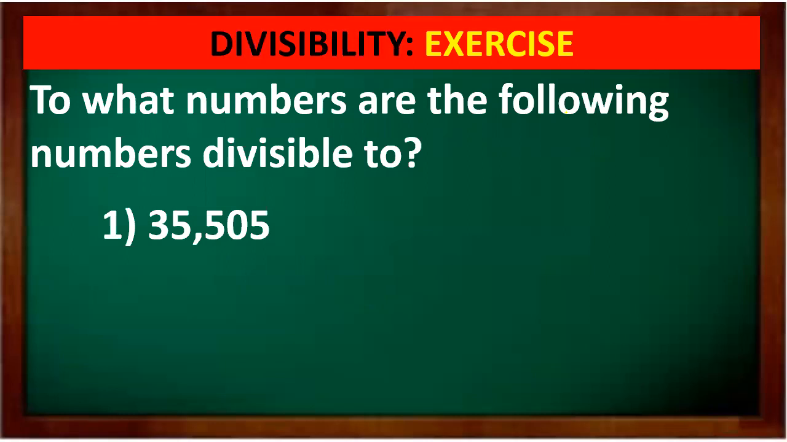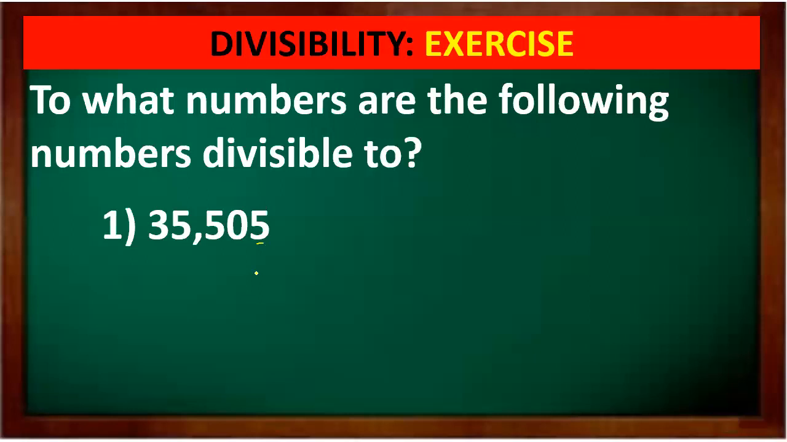So, i-check natin kung divisible ba siya by 2, 3, 4, 5, 6, 8, 9, and 10. Okay? So, let's try with 35,505. Sabi, i-check natin kung divisible siya by 2. Last digit niya is hindi even number. So, therefore, hindi siya divisible by 2. Kasi sabi natin, it is divisible by 2 kung ang last digit niya ay even number. So, since 5 is an odd number, therefore, 35,505 is not divisible by 2.